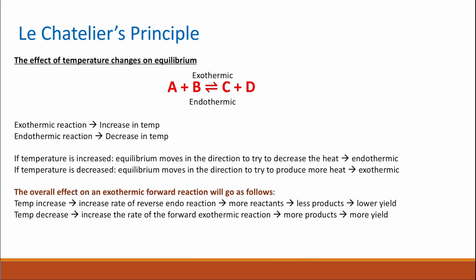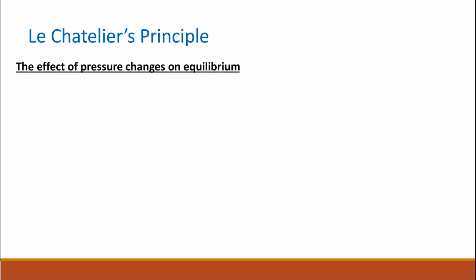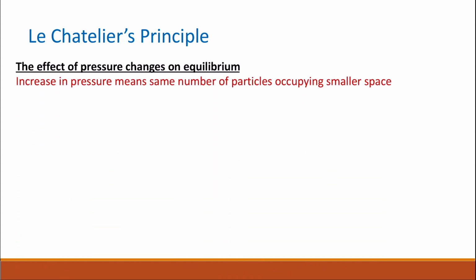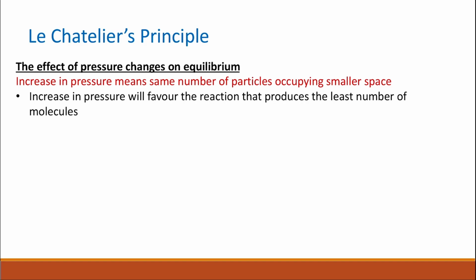So you can control the yield of your reaction by controlling the temperature of your reaction. And finally, the effect of pressure change on equilibrium. An increase in pressure means that we have the same number of particles occupying a smaller space, and the increase in pressure will favor the reaction that produces the least number of molecules.